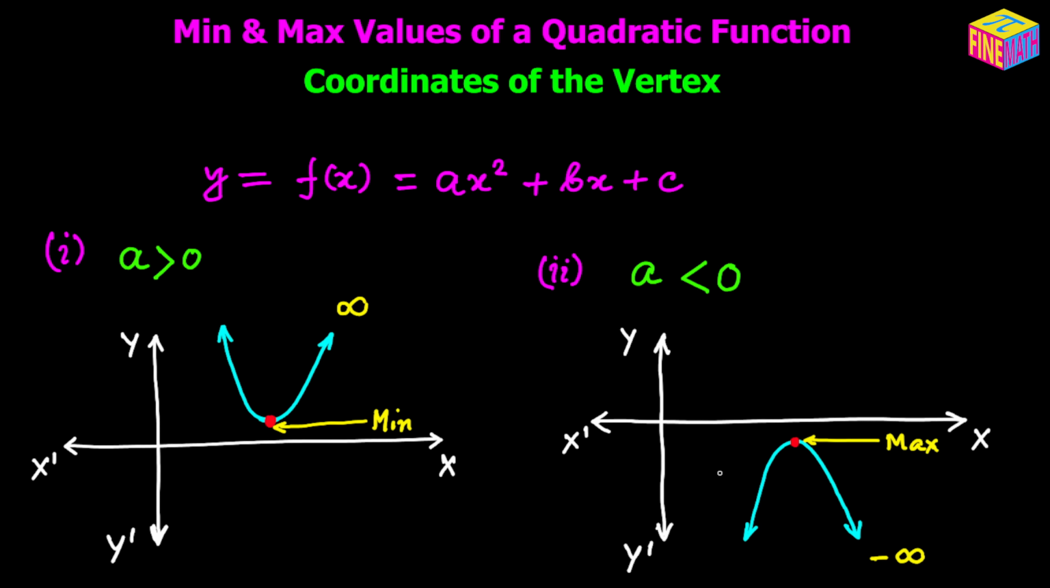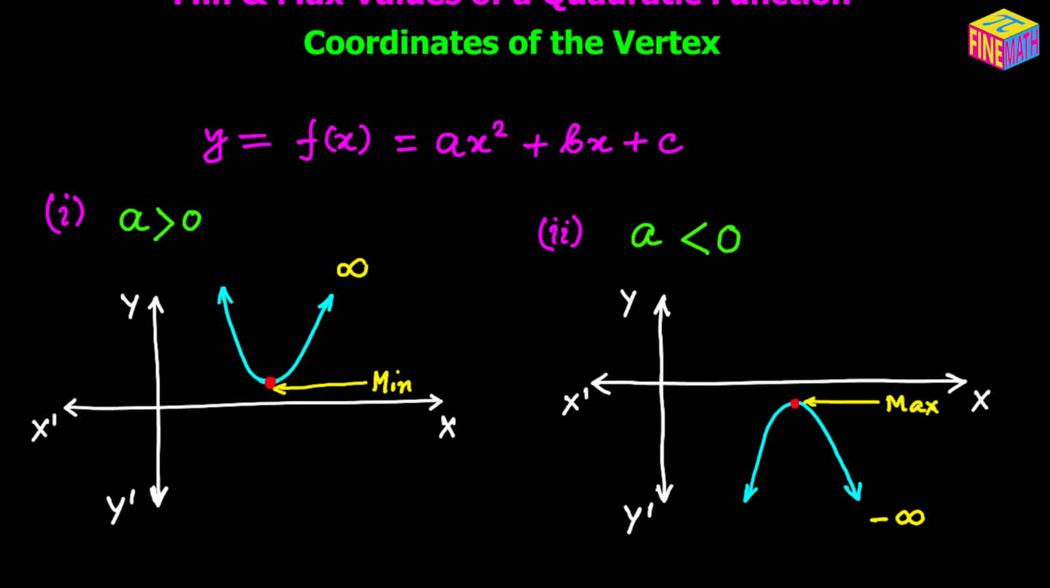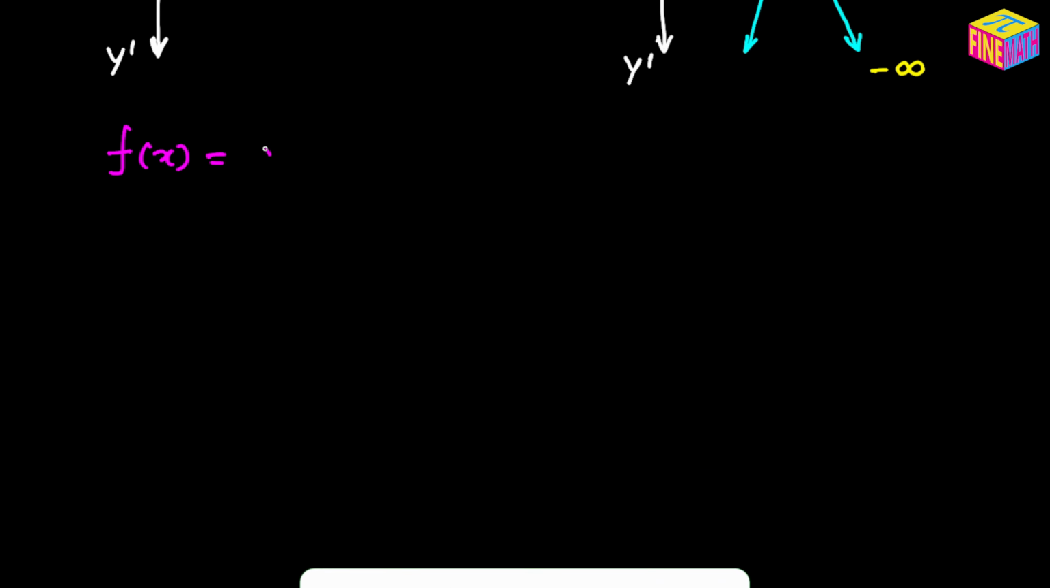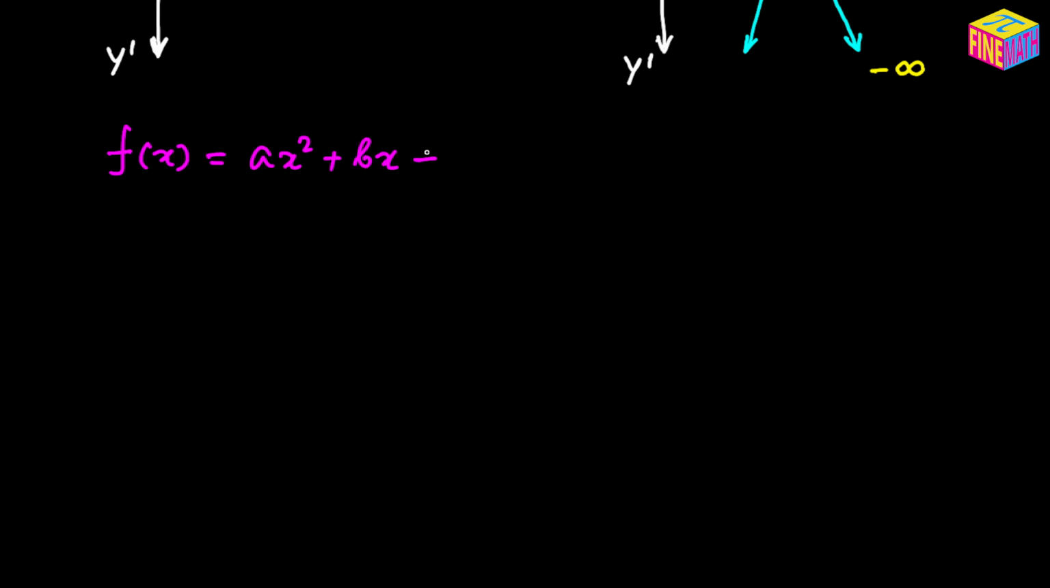Now, with that in mind, let's now try to do some algebra and see if we can somehow figure out what should be the minimum and maximum value of a quadratic function like this, like ax squared plus bx plus c, right? So let me scroll down. So our original quadratic function is like this. So let me say f of x is equal to ax squared plus bx plus c.